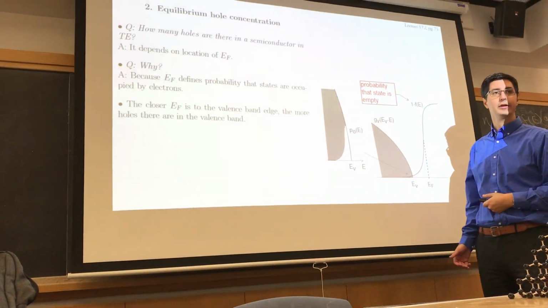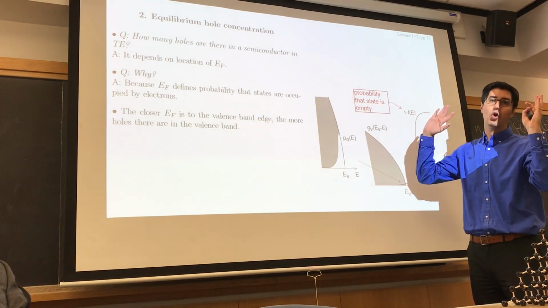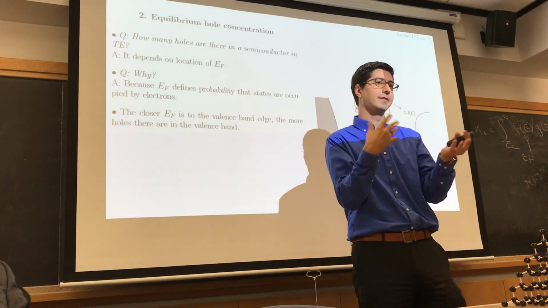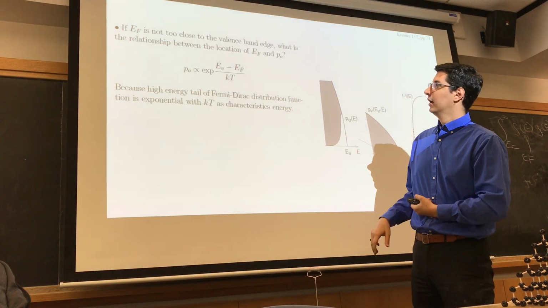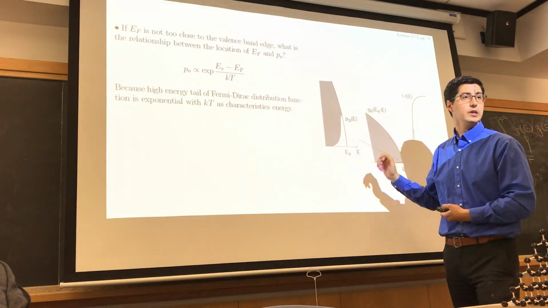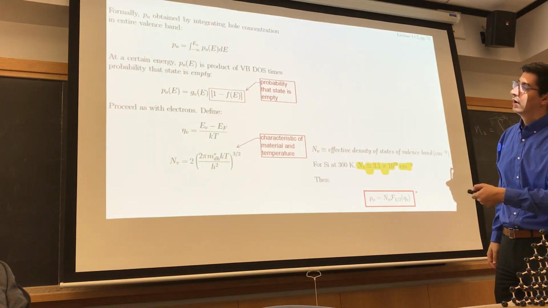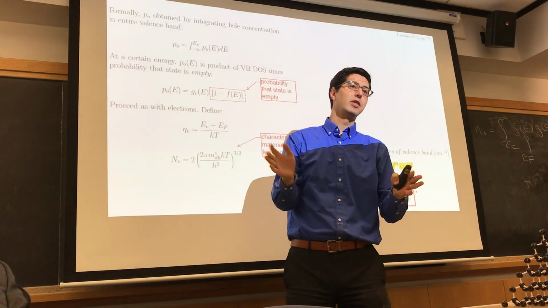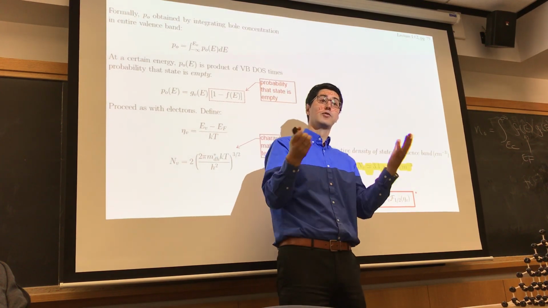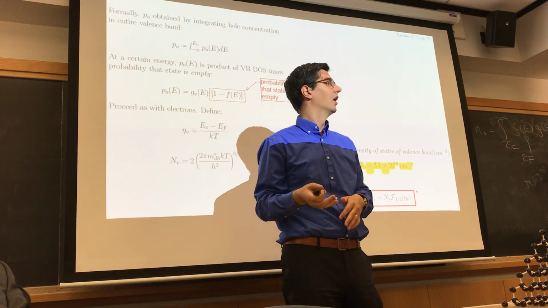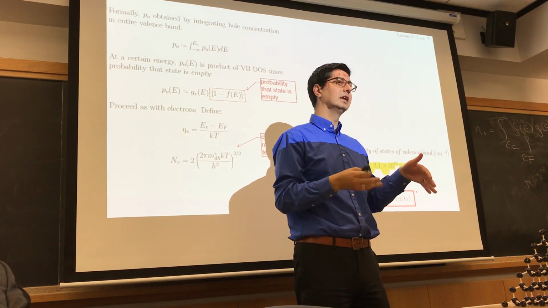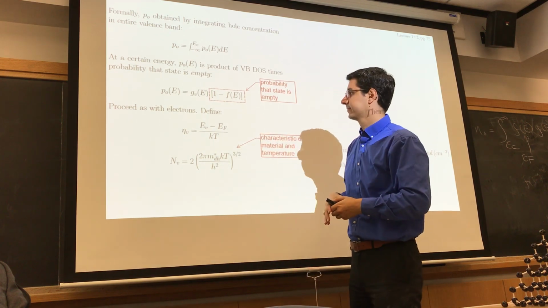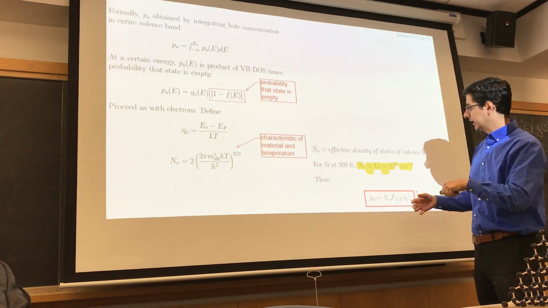How many holes are there? Holes get neglected in this course, okay? It's all the same thing, just gotta watch your minus signs. So you get the same sort of intuition, everything works the same. Oh, you gotta do this 1 minus f of E, that's fine. We know that 1 minus f of E, I can write it as an exponential of E minus EF over kT. And here they're doing it exactly.